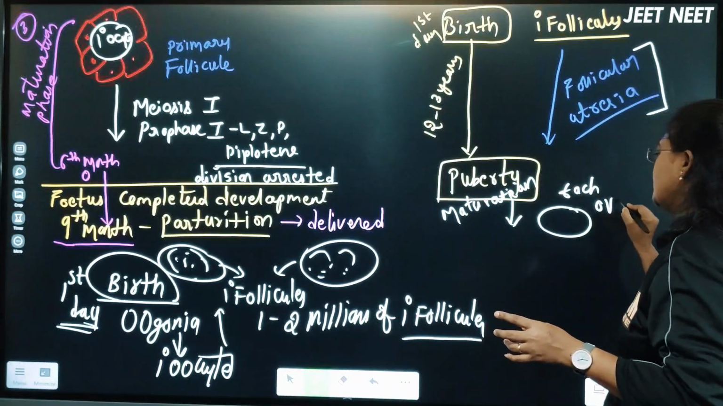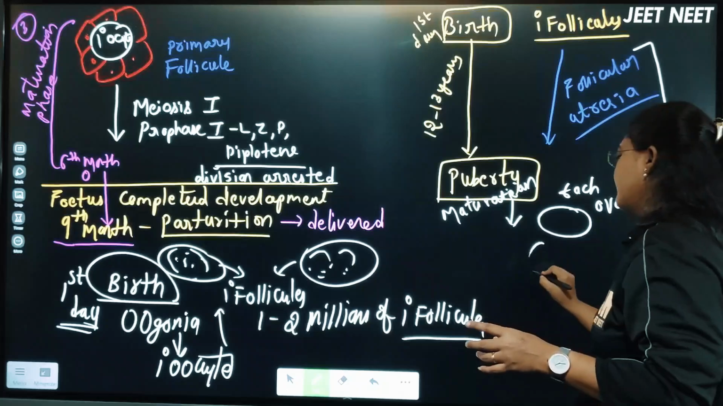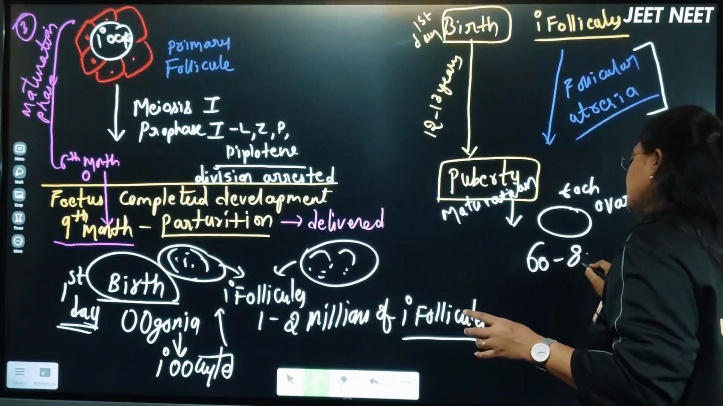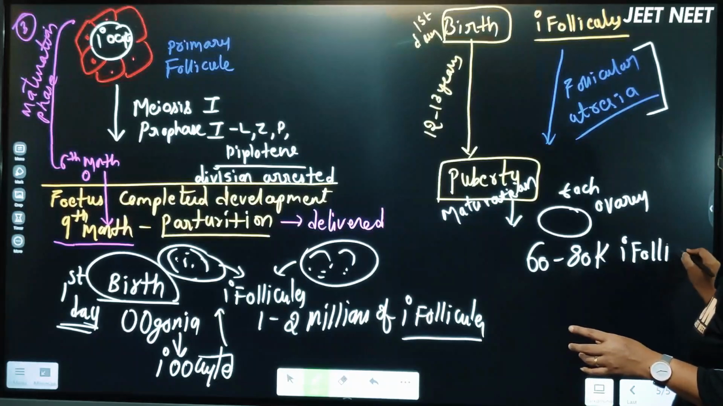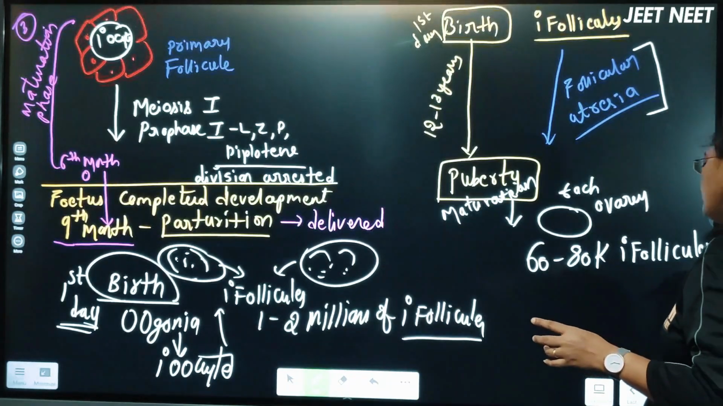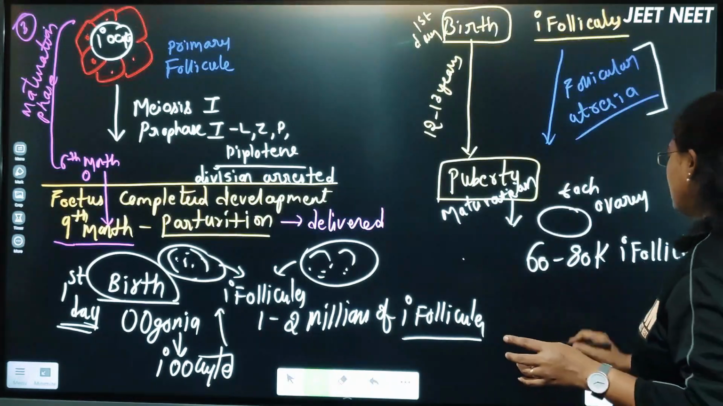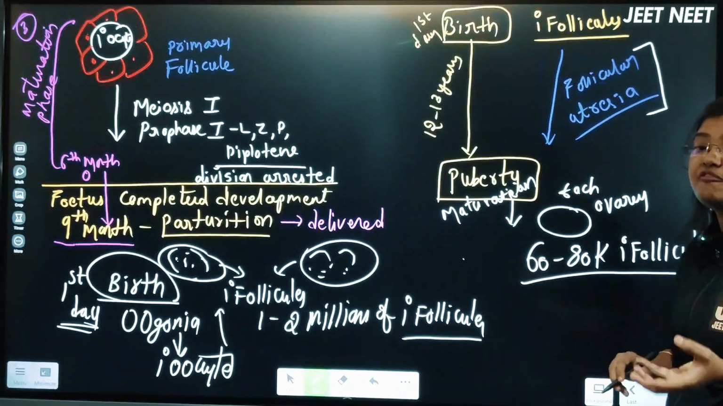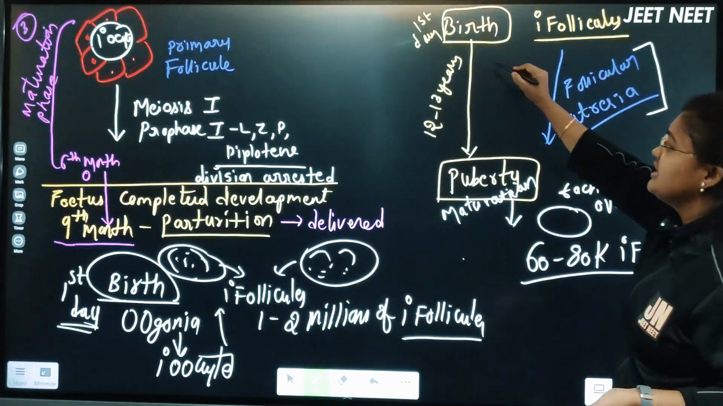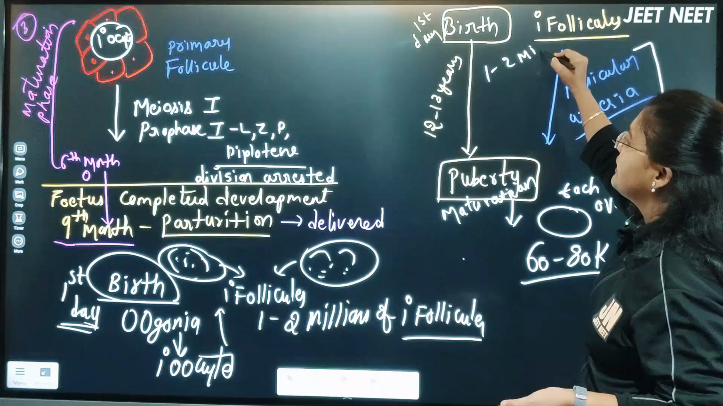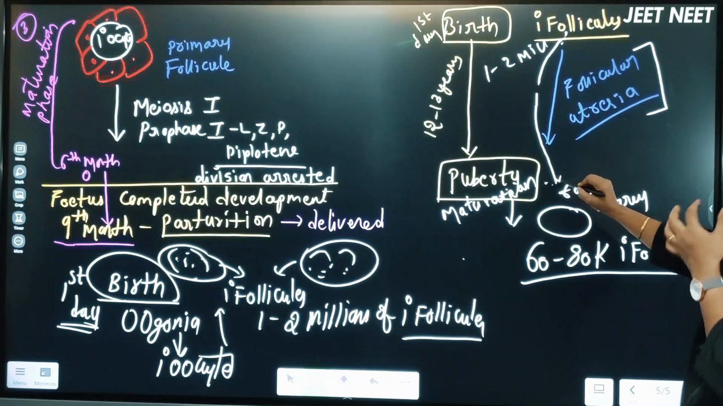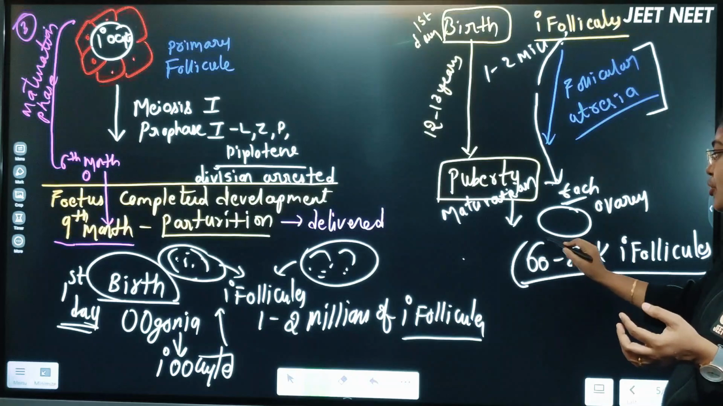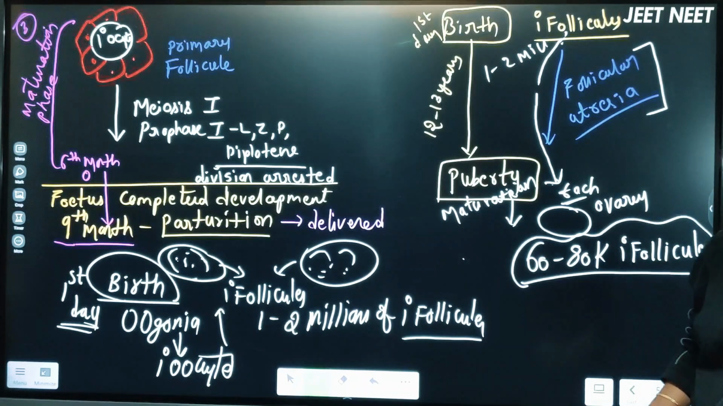Once this follicular atresia has happened, when she reaches puberty, in each ovary she will have only around 60 to 80 thousand primary follicles. She will have how many follicles here? 60 to 80 thousand primary follicles. Look, beta, where are the 1 to 2 million primary follicles? Those primary follicles have now undergone atresia. Now in each ovary she has 60 to 80 thousand primary follicles.